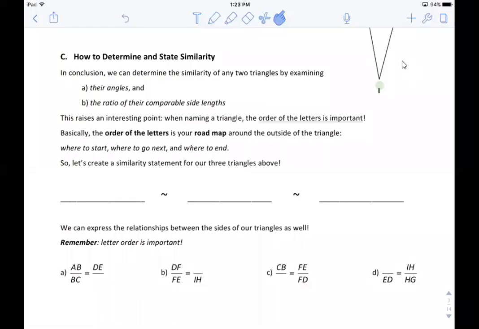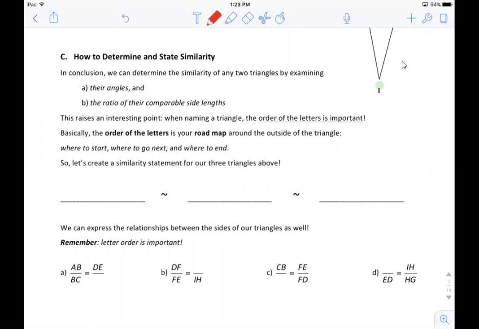So in general, we can say that if we want to check if two triangles are similar, there's two basic things we need to examine. We need to check if their angles give those matching or corresponding equal relationships, and we need to see what are the relationships of the comparable side lengths. And the comparable side lengths are just the ones that correspond or match up with one another. But this also raises the point that the letter order is important. We have to be very careful. So the order of the letters is going to be like our roadmap around the outside of a triangle, telling us where to start and where to go next and so on.